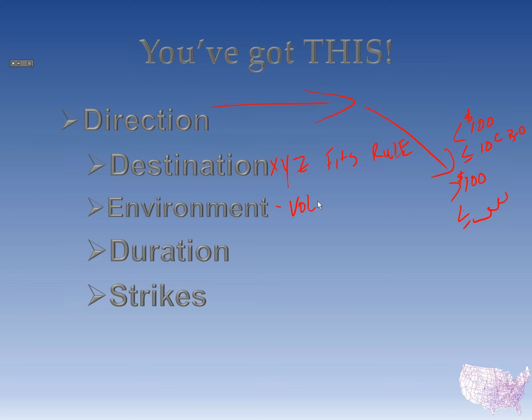Environment, this is volatility, right? Implied volatility, to be specific, and where that is. That was my rule, where if it's greater than 50%, you're going to be looking to sell premium, and if it's less than 50%, then you're looking to buy premium. Duration, we've talked about this. We want the buy to be long-term days to expiration, like 70 plus. And when we're selling premium, we want it to be right around 35 days to expiration.